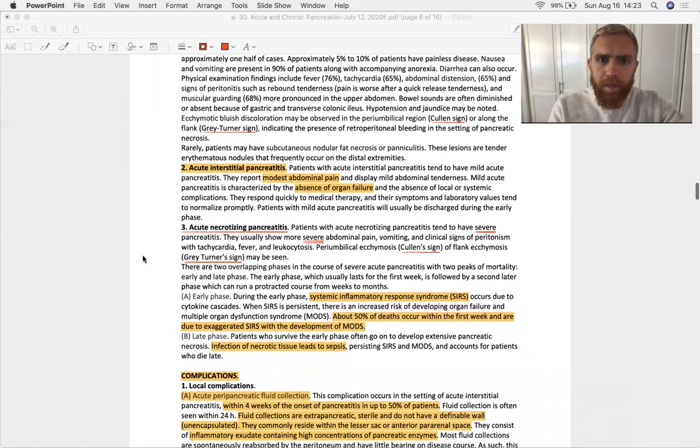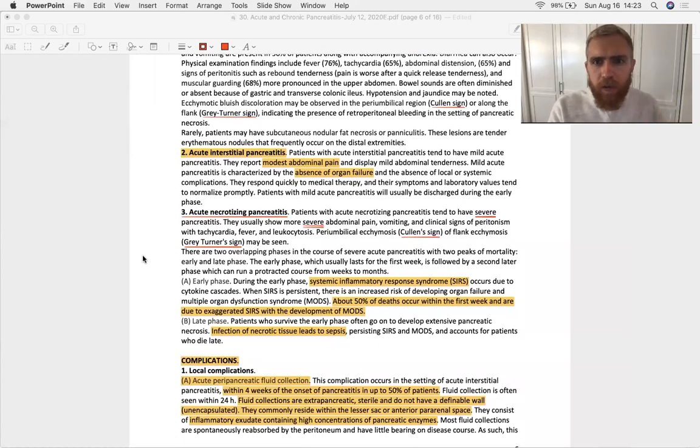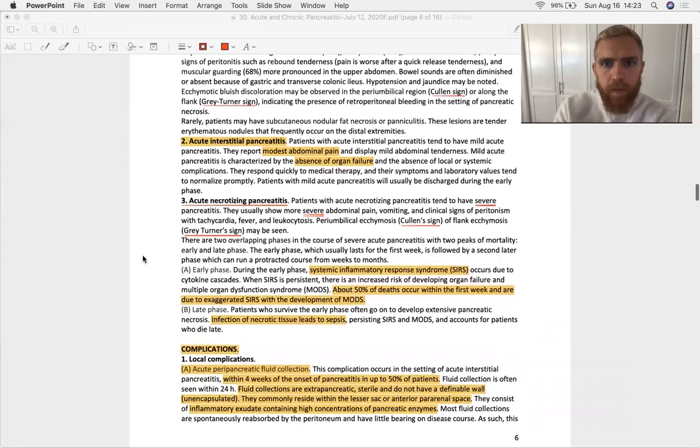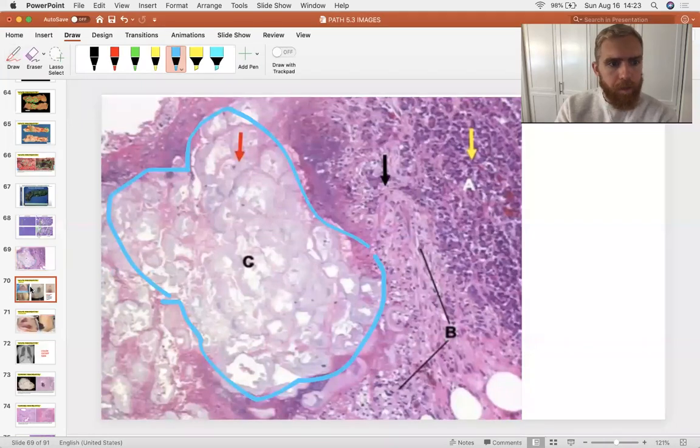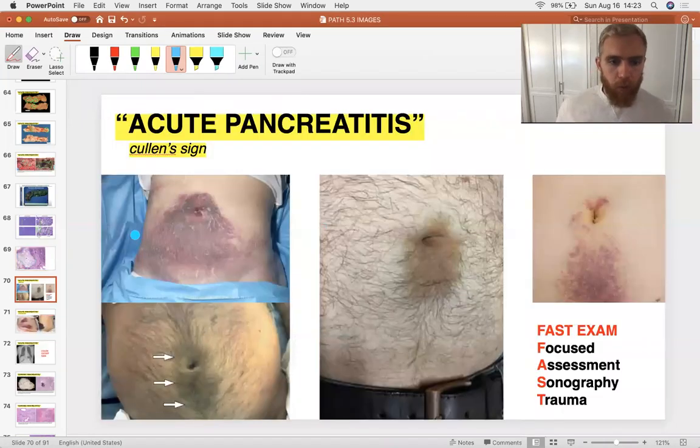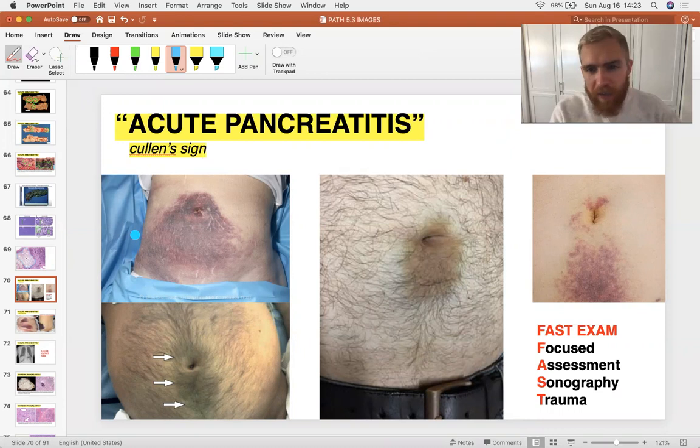Then we talk about Cullen sign and Gray-Turner sign. Understand you might see fever, tachycardia, abdominal distension, but really that pain and the localization of the pain is what's going to get you thinking pancreatitis. You could see Gray-Turner sign or Cullen sign. Let's take a look at those. Here's Cullen sign. It's bruising around the umbilicus, and I'm not too sure why it localizes here for the pancreas. I do know that if you see this, you're going to be getting a FAST exam to assess for blood inside the peritoneal cavity.